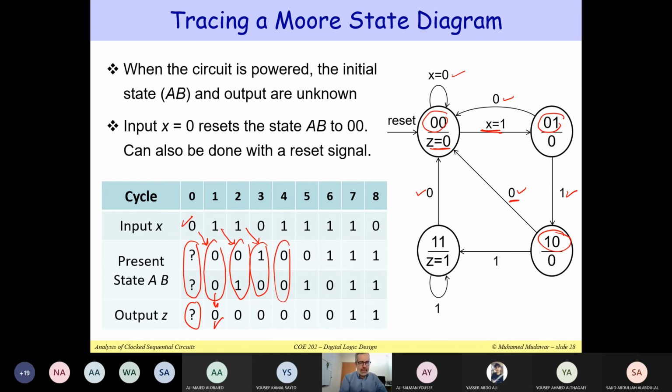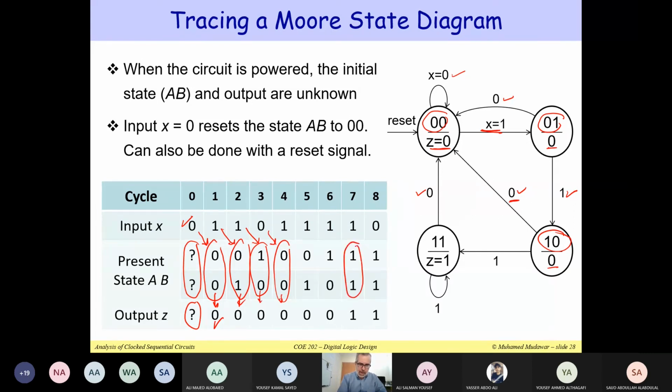So basically, knowing the present state and knowing the input, you can tell what will be the state next cycle. So cycle by cycle, we make transitions between these different states. And knowing that you are in state 0, 0, or 0, 1, or 1, 0, the output is 0. Notice the output is 0 here.